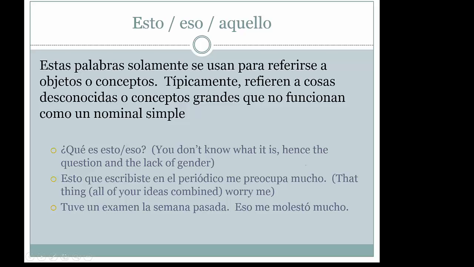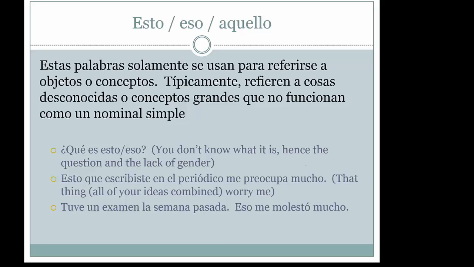So that brings up the concept of esto, eso, and aquello. These words are generally used to refer to objects or concepts that we don't really know all about or that don't fit into a nice box. So, for example, the question, ¿qué es esto? Well, if I don't know what it is, I can't assign a gender to it, and therefore I can't say ¿qué es este or esta? Because I don't know if it's masculine or feminine.